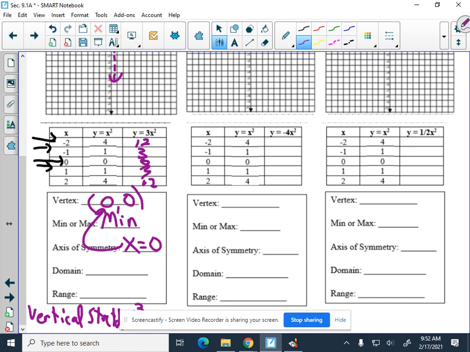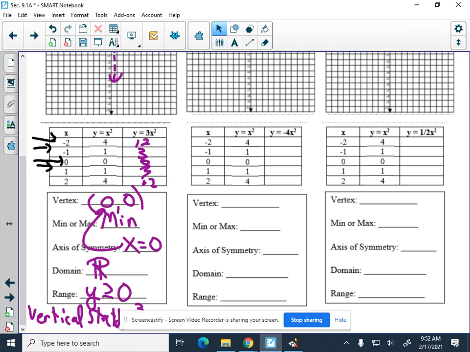The domain, still all reals. We could put any number in, but the range is y is greater than or equal to what? Never goes below what? 0. Okay. So now we want to try the next one.